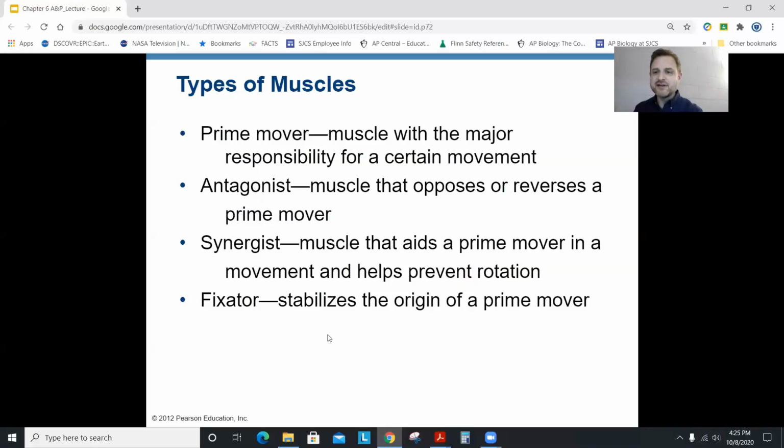An antagonist does the opposite of what a prime mover does. So the antagonists for your biceps are your triceps. Put your hand on your biceps and flex your elbow, you can feel it. Now extend your elbow, you can feel your triceps are contracting.